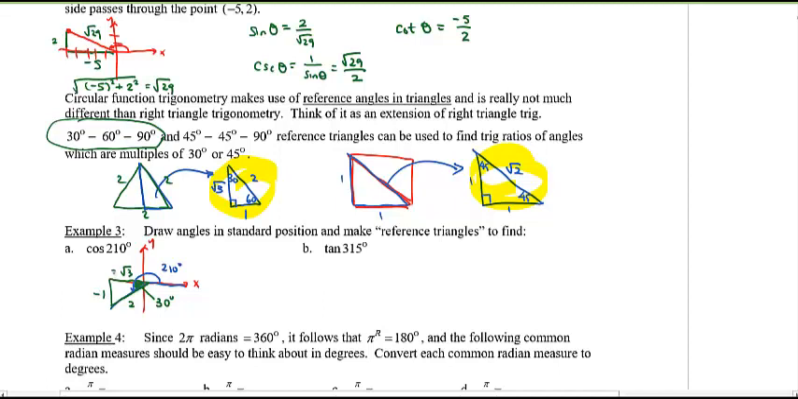And once you've drawn this out, I hope you can now tell me what the cosine 210 degree ratio is equal to. The cosine ratio is defined as x over r. In this case, x is negative √3. R is the radius. Done.